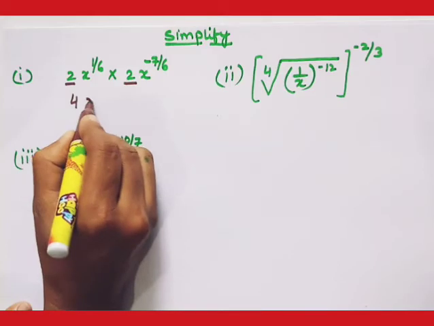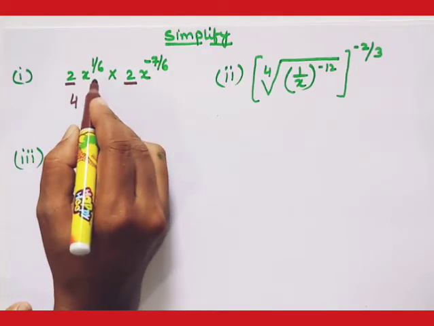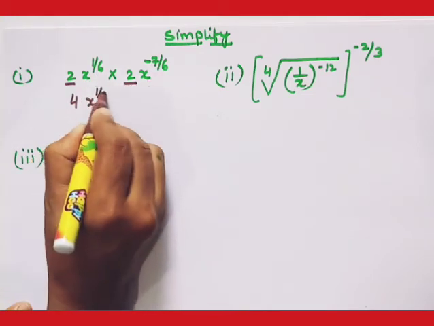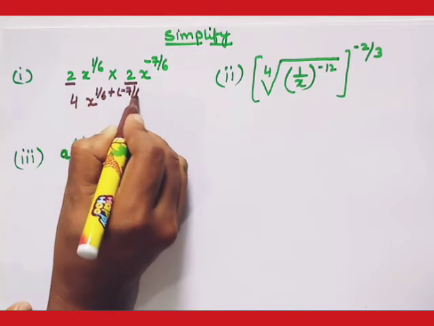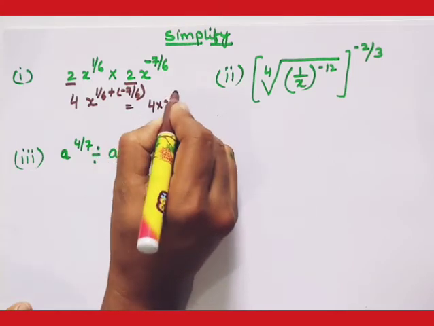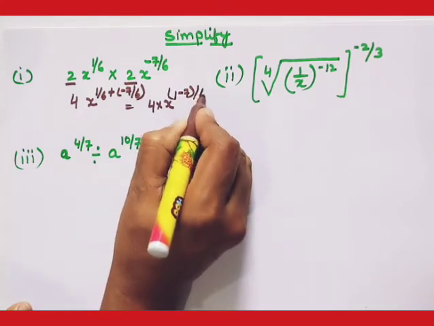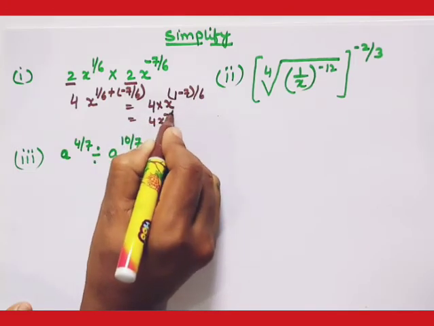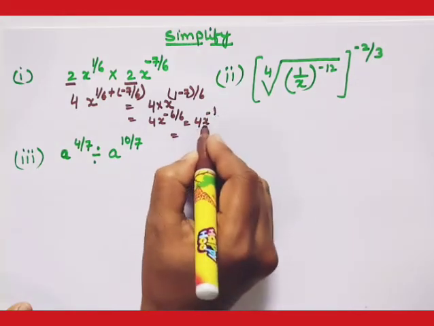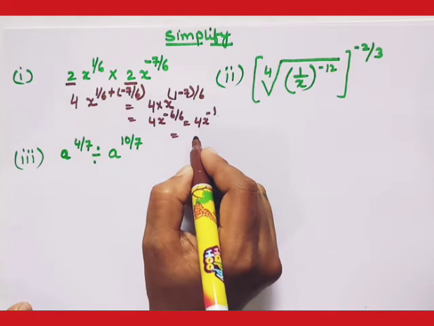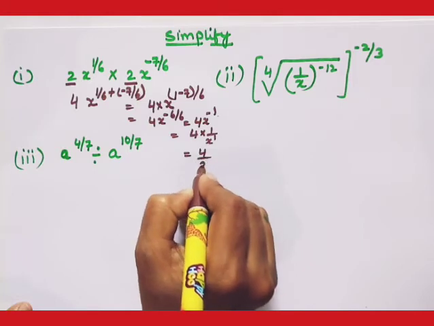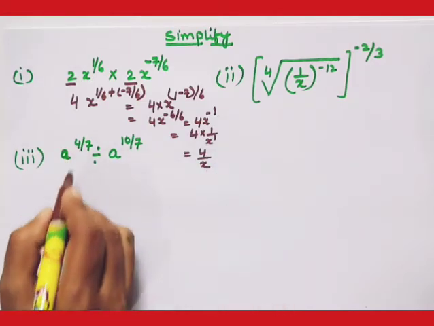Now see, x to the power 1 by 6 into x to the power minus 7 by 6. That means x to the power a into x to the power b is x to the power a plus b, 1 by 6 plus minus 7 by 6. So what will happen? It will be 4 into x to the power 1 minus 7 in the bracket by 6. So you are getting 4x to the power minus 6 by 6. That will be 4x to the power minus 1. That means how much? x to the power minus 1 means 1 by x to the power 1. So that will be 4 into 1 by x to the power 1, and that will be equal to 4 by x.